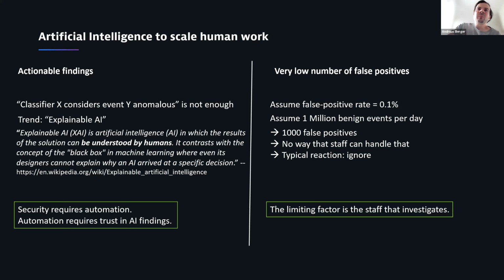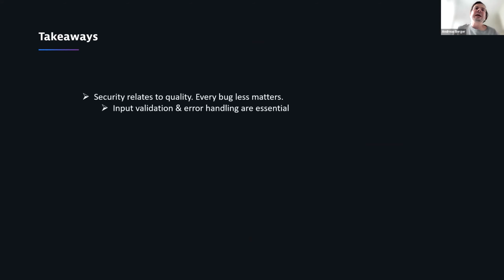Okay, moving on. My last slide, takeaways, and I think I'm at the end of my time anyhow. So takeaways. My main point here is that security relates really to quality, and every bug less matters. It's not about this one security incident that we need to fix after it became known, but it's really every single bug, because as I've tried to show you, attackers navigate through a system by means of bugs. So we need to make sure that we get rid of those.